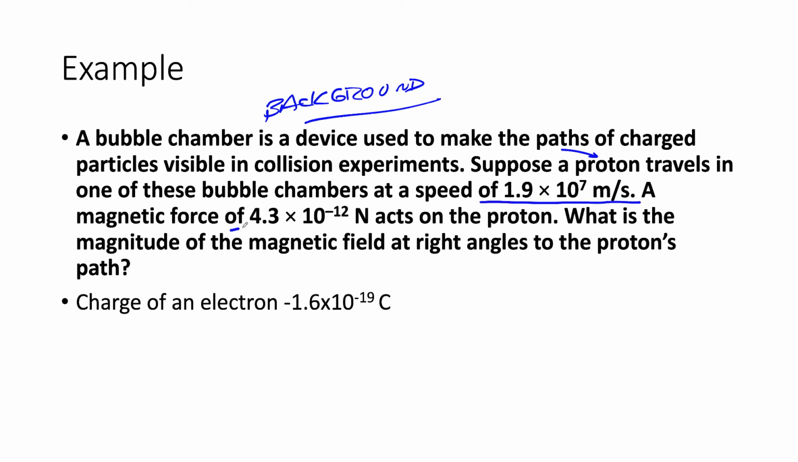and we have a magnetic force. We want the magnitude of the magnetic field, so we're looking for B. This is B, this is F, this is velocity, and we need the charge. The charge of an electron is negative 1.6 times 10 to the minus 19. Since the charge of a proton and electron are similar in magnitude, the charge of a proton is positive 1.6 times 10 to the minus 19 coulombs.